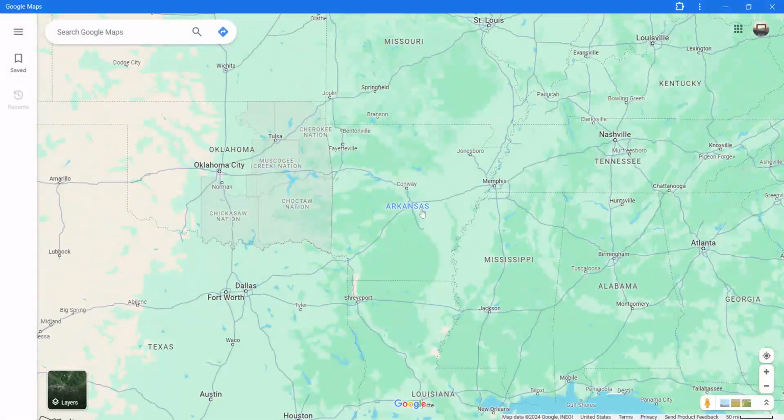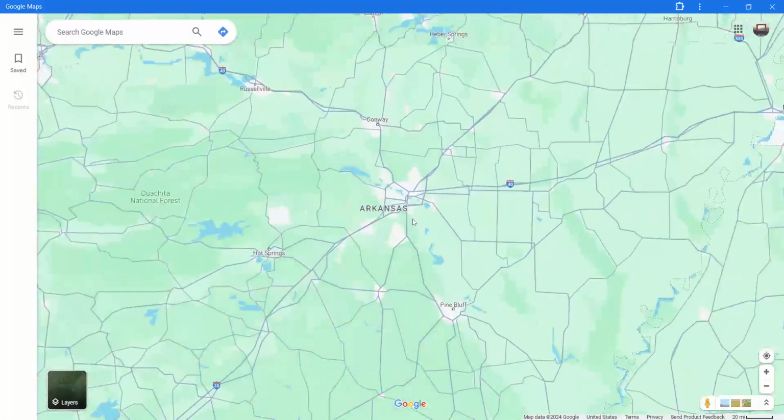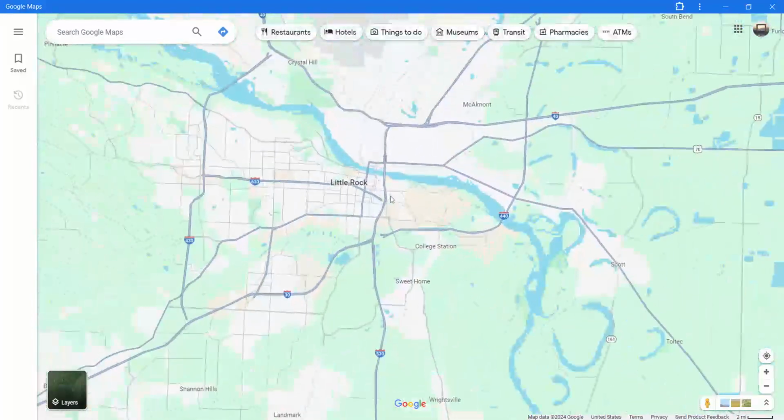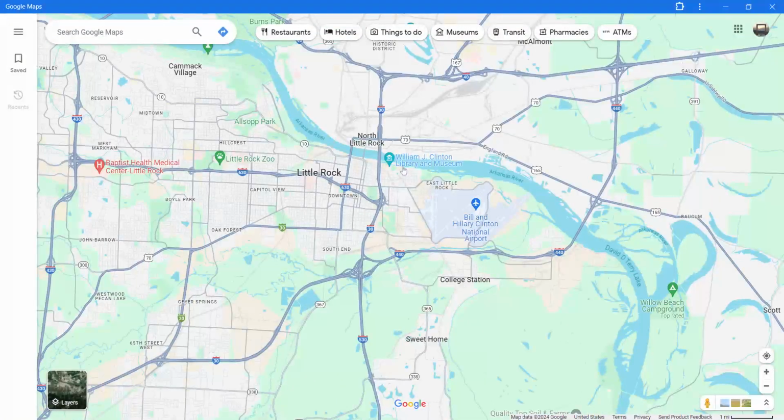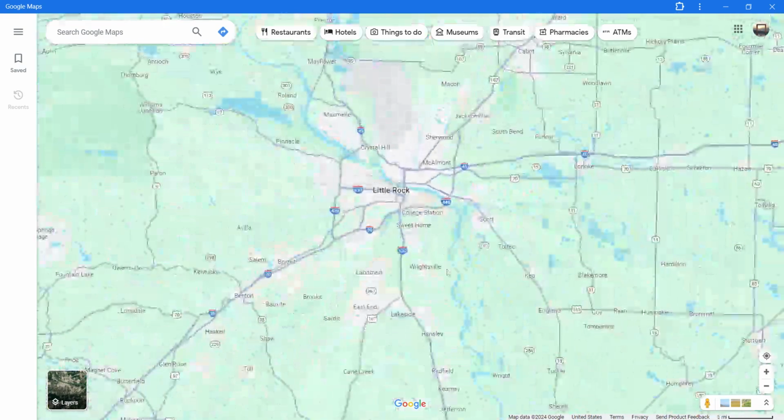South to Arkansas, to the state capital, which is Little Rock. Little Rock, Arkansas is the capital of Arkansas.